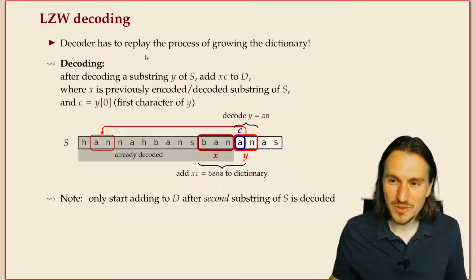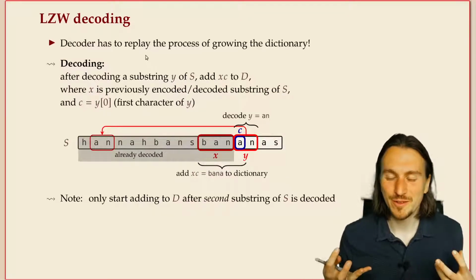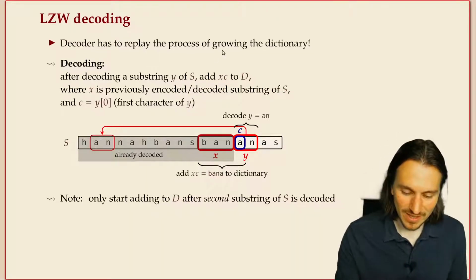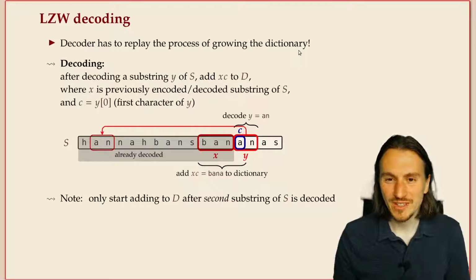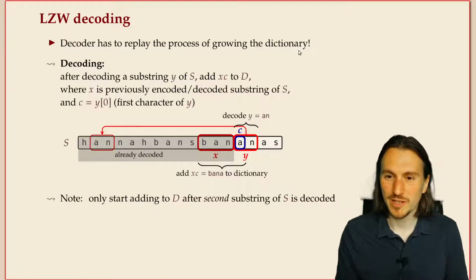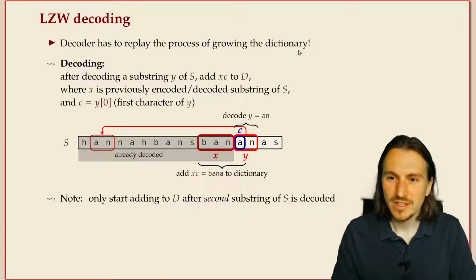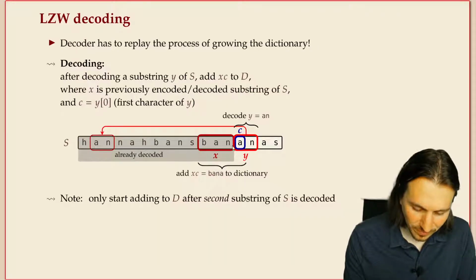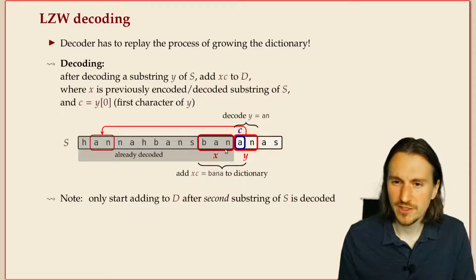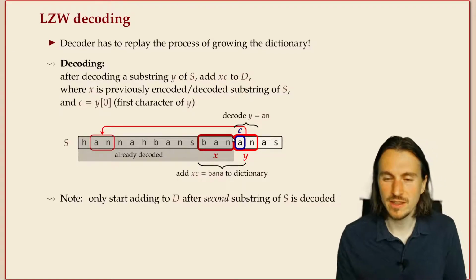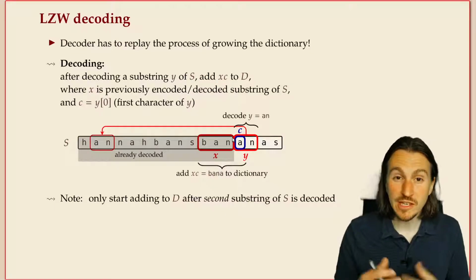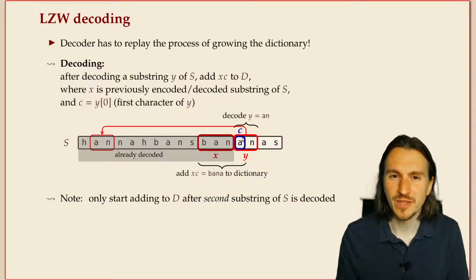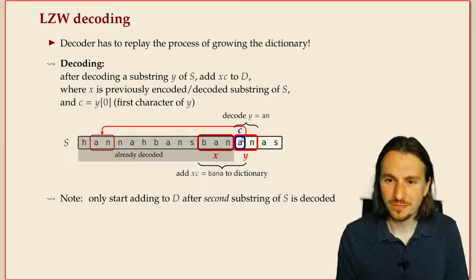As always, the two steps, encoding and decoding, have to stay in sync. They have to replay the same game. And in this case, it's growing the dictionary. So whenever we decode something, we have to add the next bigger thing into the dictionary. And for decoding, this looks as follows. If we currently decoded X, this ban, that's the last thing we decoded. We know in the encoding step, when we encoded ban, we added ban plus the next character to the dictionary. So we also have to do this now.